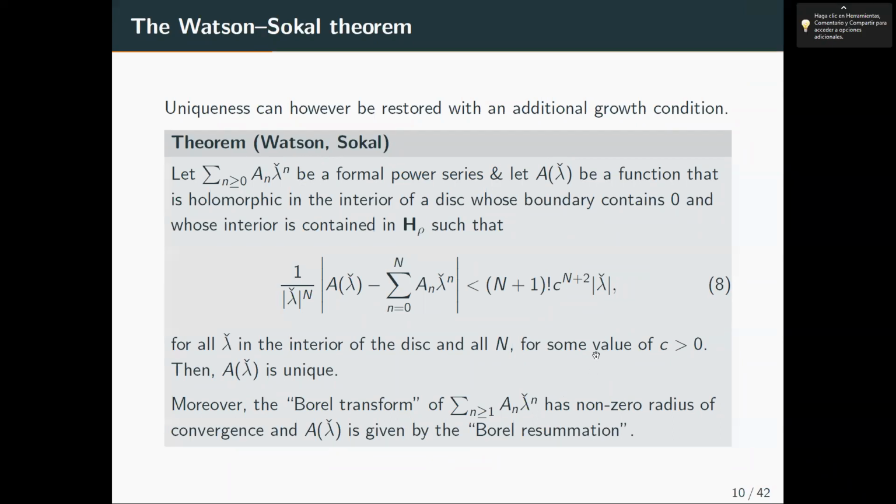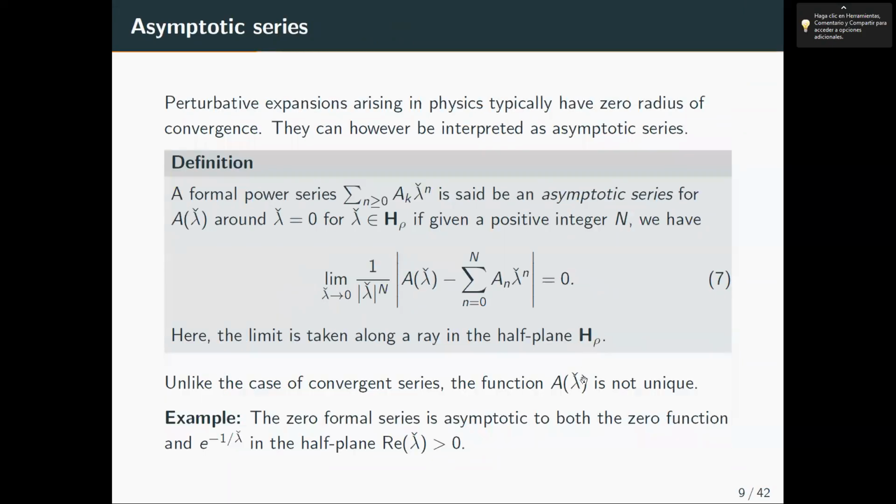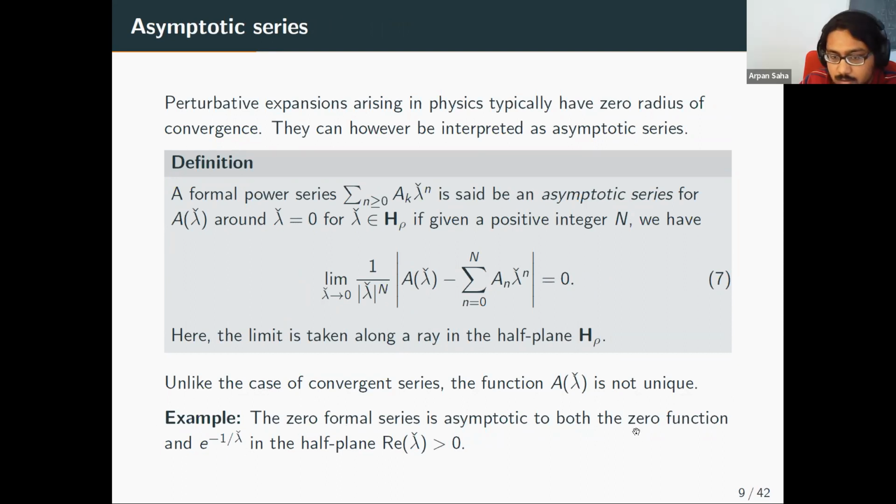Could you explain the previous statement that you just made? So this statement at the end, you mean? Yeah. Okay, so the thing is that both the zero function, if you put 0 over here, and the function e to the power minus 1 by lambda, both of them will satisfy the definition of the zero asymptotic series.